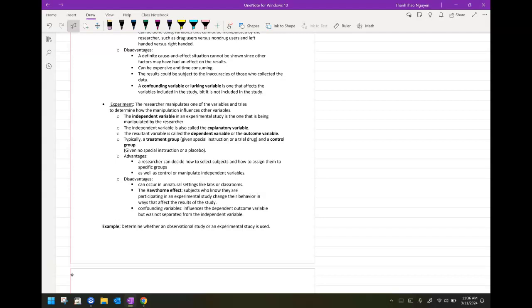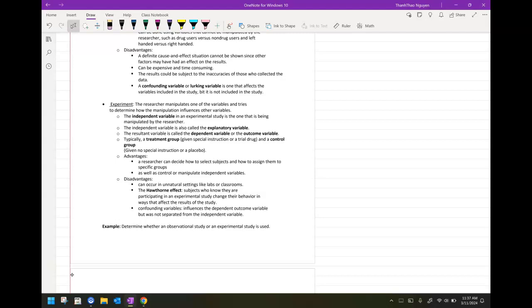You have the independent variable. In an experimental study, it is the one that is being manipulated by the researcher. The independent variable is also called an explanatory variable. The resulting variable is called a dependent variable or the outcome. The typical treatment group is given instruction on, say, a drug, for example, and a control group is given no special instruction or a placebo.